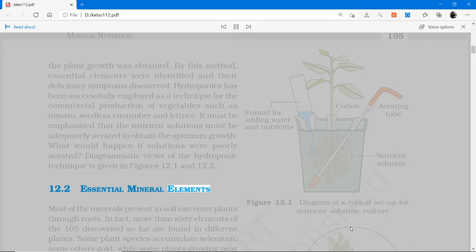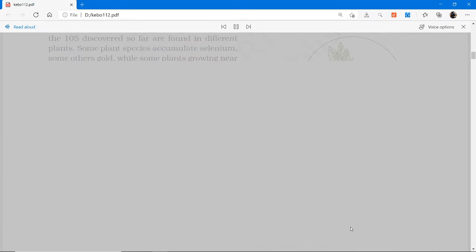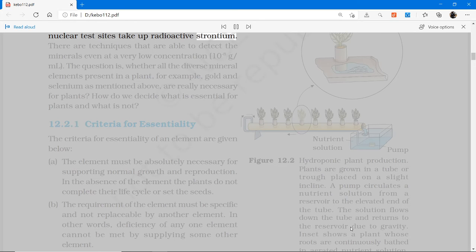12.2 Essential mineral elements. Most of the minerals present in soil can enter plants through roots. In fact, more than 60 elements of the 105 discovered so far are found in different plants. Some plant species accumulate selenium, some others gold, while some plants growing near nuclear test sites take up radioactive strontium. There are techniques that are able to detect the minerals even at a very low concentration, 10 to the power minus 8 g/ml.